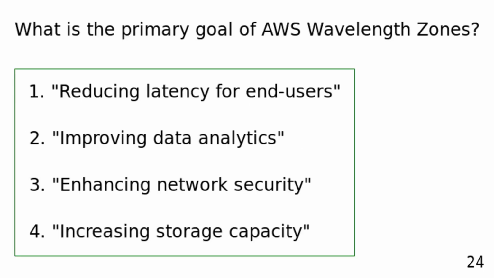What is the primary goal of AWS Wavelength zones? Reducing latency for end users. Improving data analytics. Enhancing network security. Increasing storage capacity.